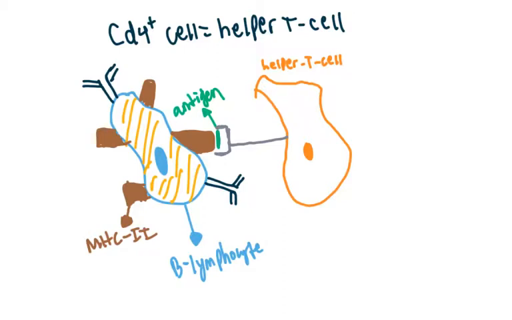Once it binds, this B lymphocyte is still not active because we need another part. This is why helper T cells are called CD4 positive cells: they also have another glycoprotein called a CD4 protein that extends out and latches onto the major histocompatibility complex type 2 protein on the B lymphocyte. We can draw it like this.